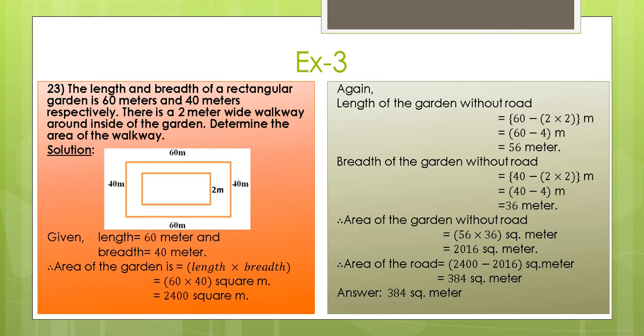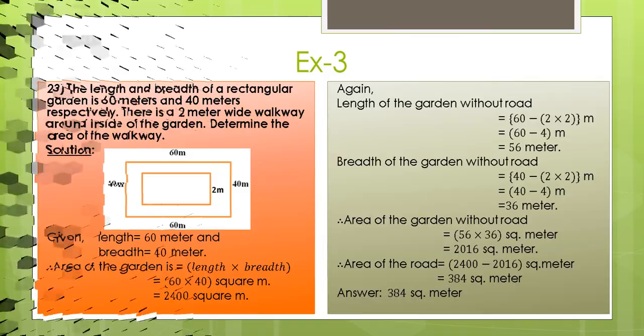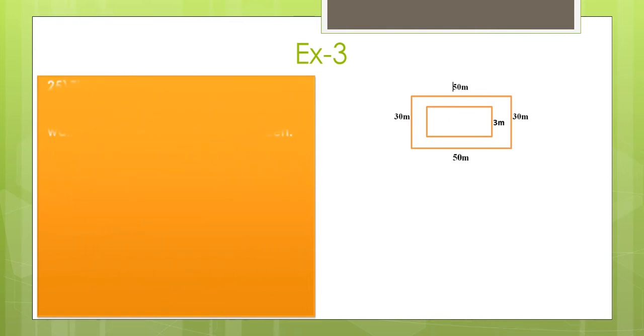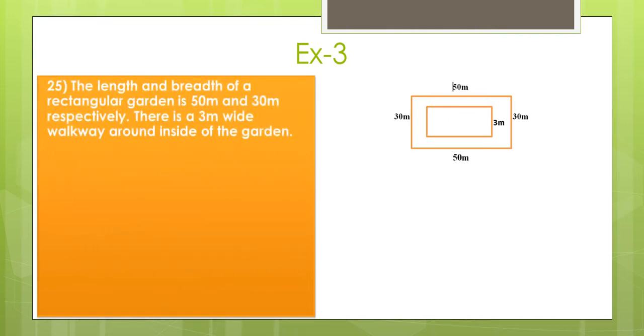So my dear students, let's solve another math, that is creative question number 25. The length and breadth of a rectangular garden is 50 meter and 30 meter respectively. There is a 3 meter wide walkway around inside of the garden.